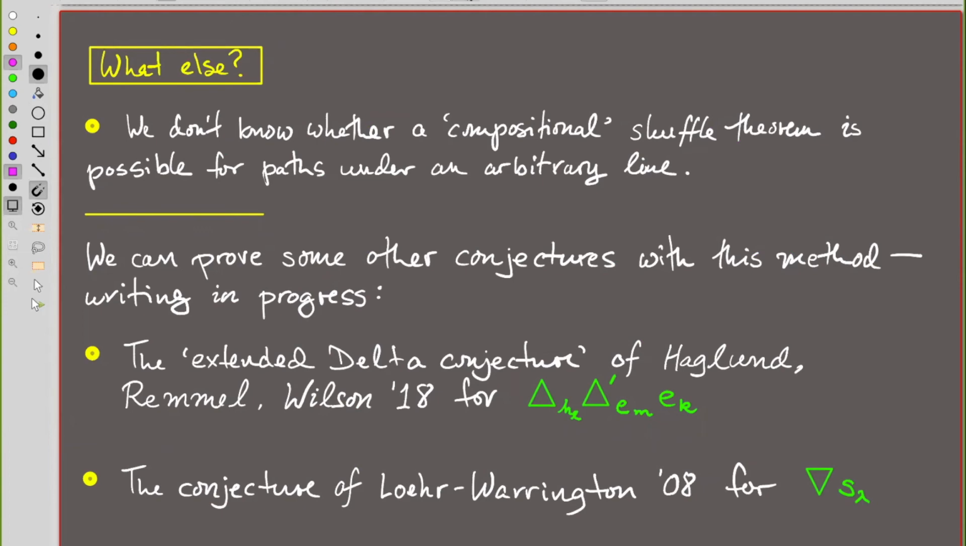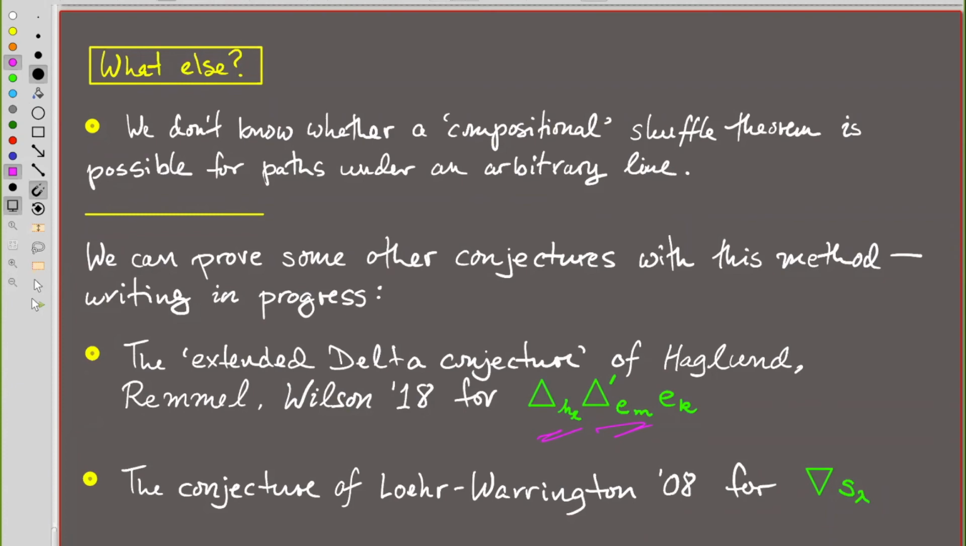But we can prove some other conjectures, and we're in the process of madly trying to get this all written up, and hopefully we'll do that by the end of the summer. We can do the extended delta conjecture of Haglund, Remmel, Wilson, which is not the nabla, but some different operators from Macdonald theory applied to e_k. So there are these delta operators, and there's a combinatorial right-hand side conjecture for that, which is also a sum over lattice paths with LLT polynomials. It's the exact same flavor, and we can get an infinite series version of that and do it in much the same way.